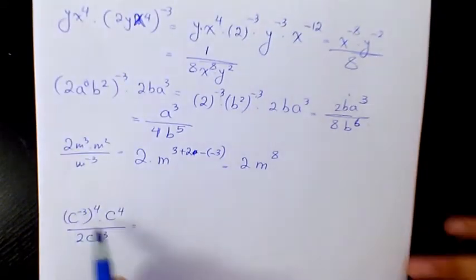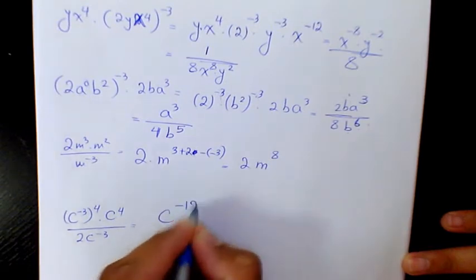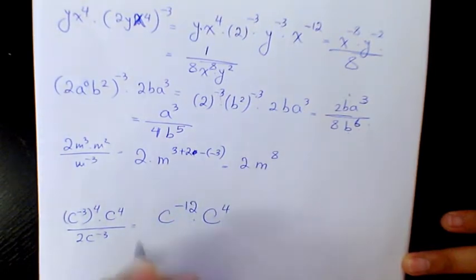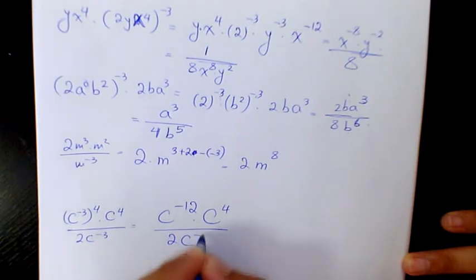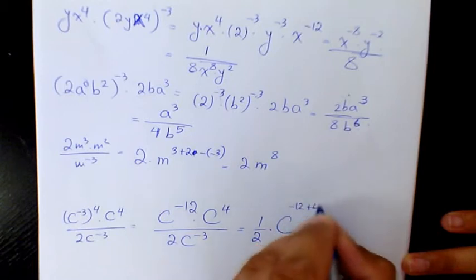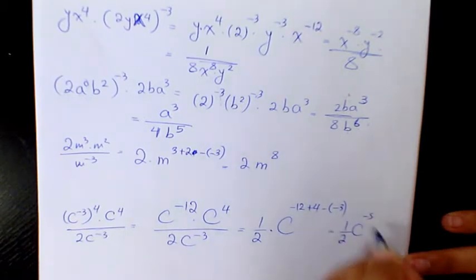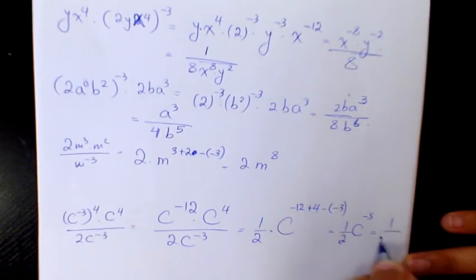Next one, c to the power of negative 3 times positive 4 is going to be c to the power of negative 12. c to the power of 4 divided by 2c to the power of negative 3. So it's going to be 1 over 2 times c to the power of negative 12 plus 4 minus negative 3. So it's going to be 1 over 2 c to the power of negative 5, or 1 over 2 c to the power 5.